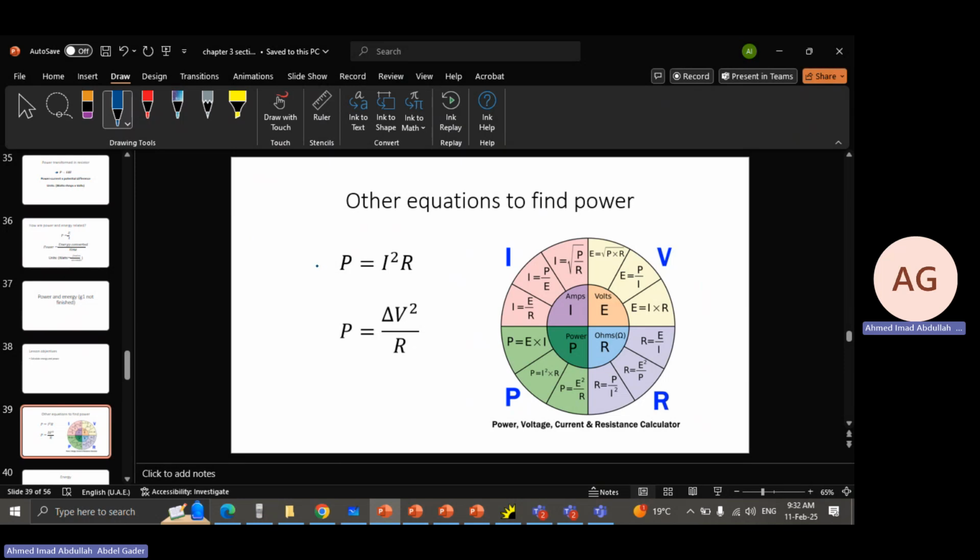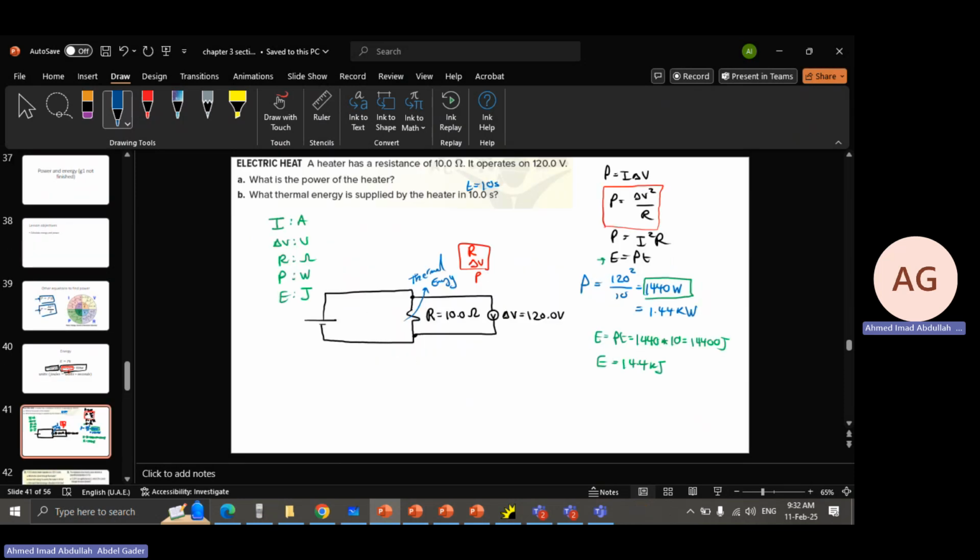There are another two formulas to find the power being consumed by an electrical element. You can pause to see the two formulae here. P equals the current squared times the resistance, or P equals the potential difference squared divided by the resistance.